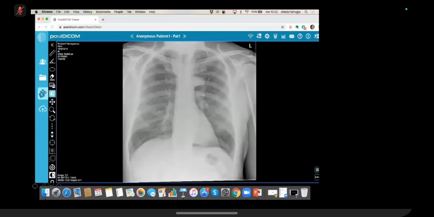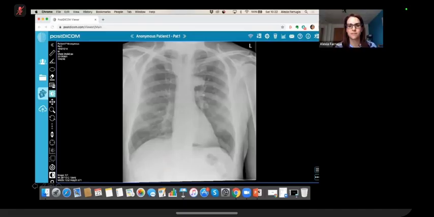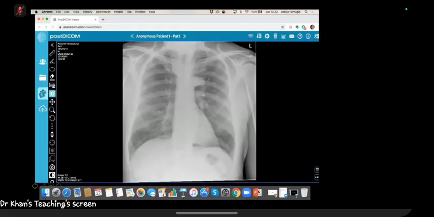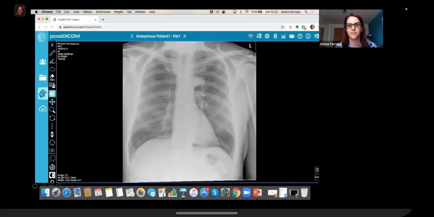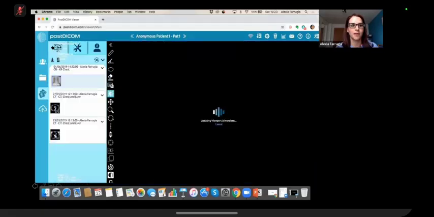So given this appearance, I would compare to any previous radiographs that the patient may have. If they don't have any previous radiographs, then I'll be concerned about this being a potential lung or mediastinal mass. Given that it's a GP patient, I would recommend a CT chest through the 2-week wait pathway and my report to the GP. Perfect. Okay.